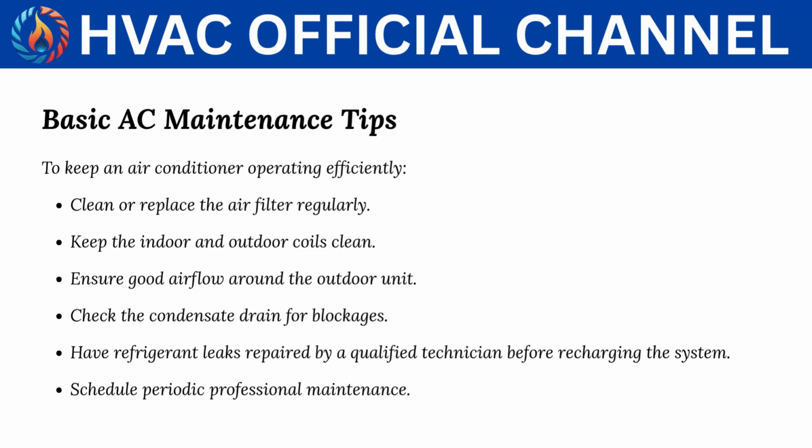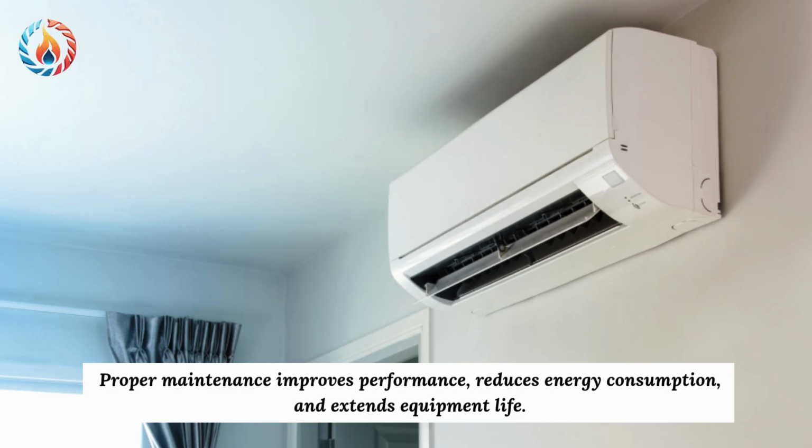Basic AC maintenance tips. To keep an air conditioner operating efficiently, clean or replace the air filter regularly. Keep the indoor and outdoor coils clean. Ensure good airflow around the outdoor unit. Check the condensate drain for blockages. Have refrigerant leaks repaired by a qualified technician before recharging the system. Schedule periodic professional maintenance. Proper maintenance improves performance, reduces energy consumption, and extends equipment life.